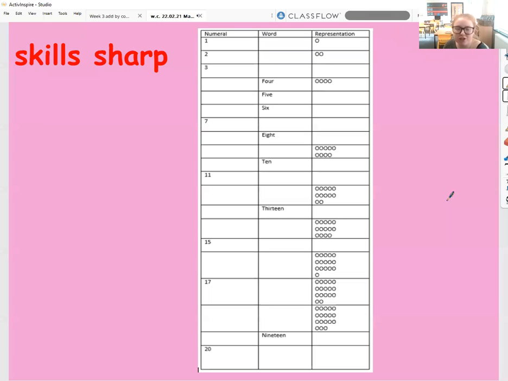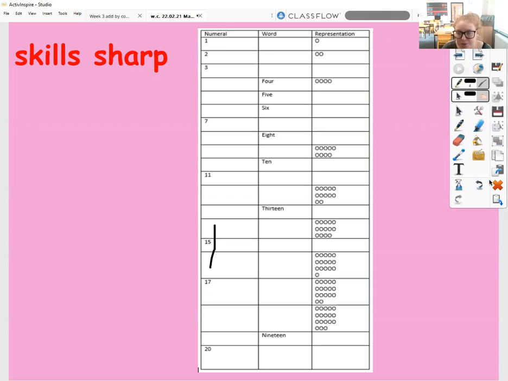Fantastic. Okay, year one, your skill sharp is now on the board. If you can complete this at home and send it in, if you want it to be looked over, that'd be fantastic. So we're looking for the numeral representation of each number up to 20, the word for each number up to 20, and a counter representation for each number. You can pause this screen and copy it off here.